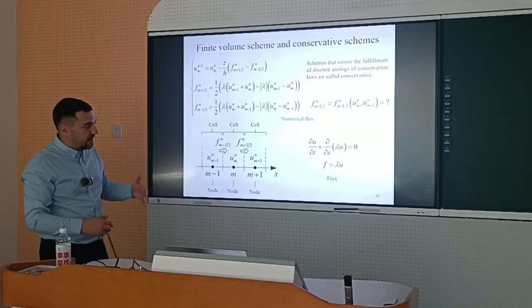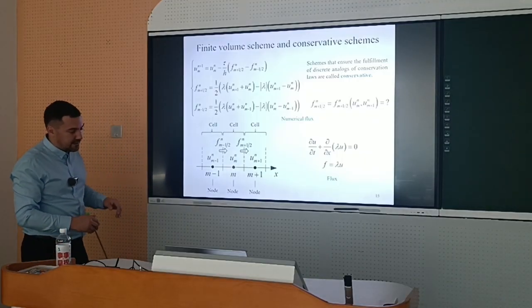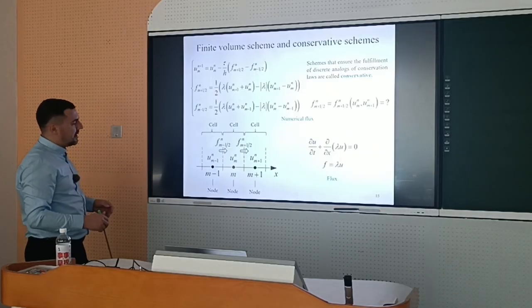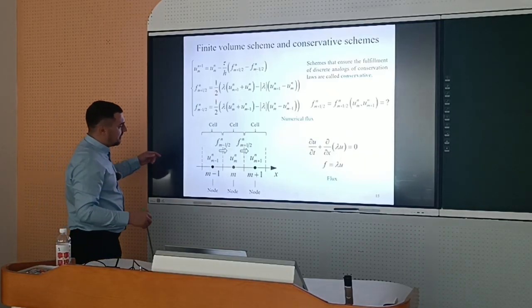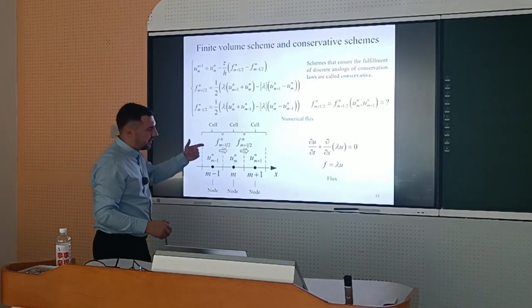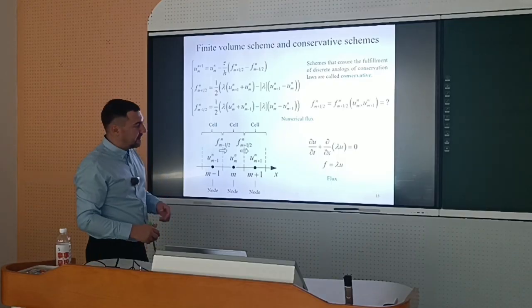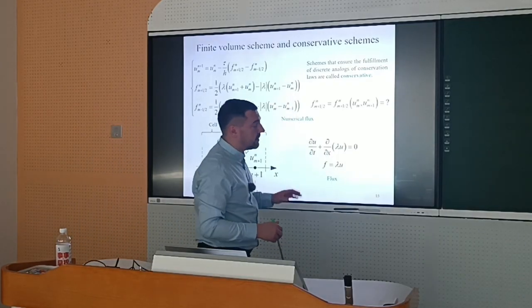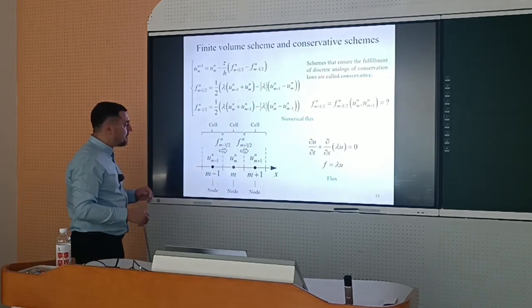So it means that your U is conserved. The only change of this U is due to flux through the left boundary of your computational domain and the right boundary of your computational domain. And so actually, okay, I will finish and we'll have a break.